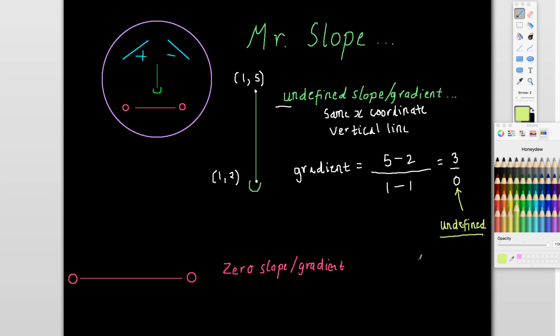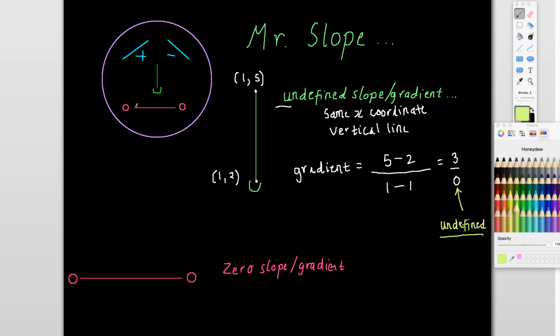undefined. So my point is, if you see a vertical line and you're asked to calculate the slope of it, your answer is going to be undefined. It's not a slope of 0. Sometimes that's a misconception. It's not a slope of 0. Because this is a vertical line, we can't actually define its slope.